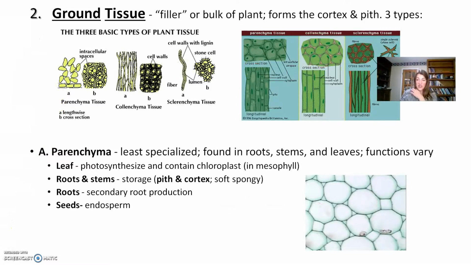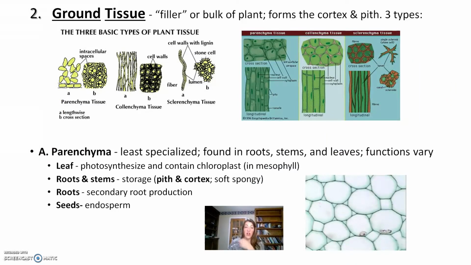Now the ground tissue. Ground tissue has a lot of different kinds of specialized cells that we need to go over. And so ground tissue is literally the filler or the bulk of the plant. This forms the cortex and the pith, and there are 3 types. We have the parenchyma, the collenchyma, and the sclerenchyma. Here it just shows you all 3 of them together, and then below we'll talk in more detail.